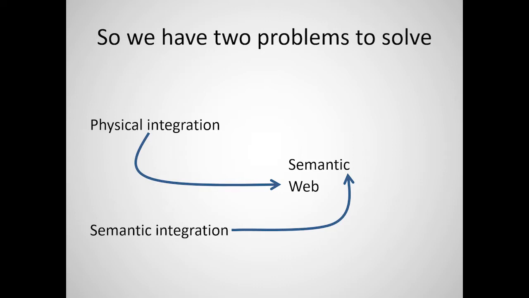So essentially, there are now two problems that we have to solve in order to do that. We have, of course, the physical integration. We have the problem that information systems live in different organizations. They live in different parts of the planet. They live as part of different information architectures. So we have to do this physical integration. How do I even physically link to a data item in somebody else's information system? And even if I could physically link to that information item, then we still have the semantic integration problem, right? Because my data schema will be different from your data schema.